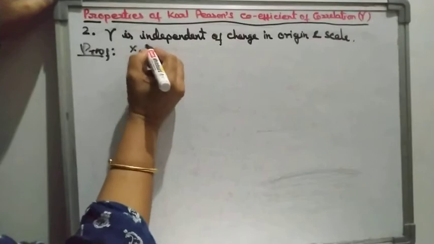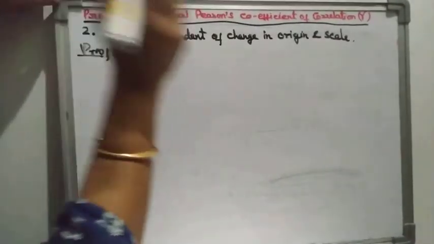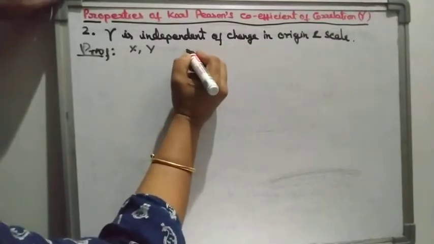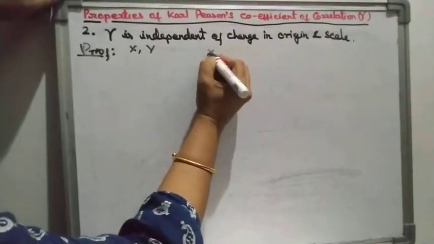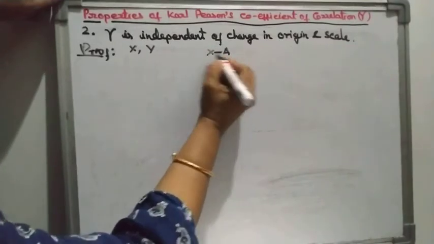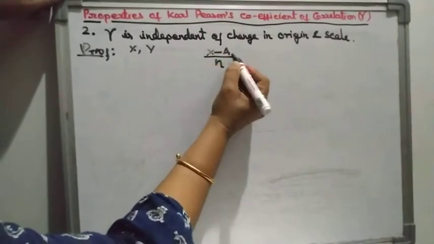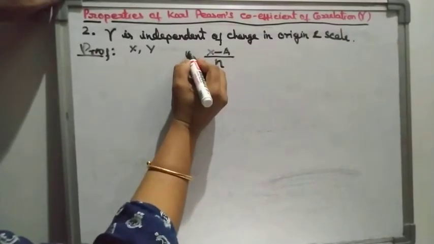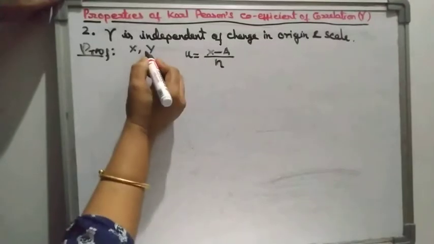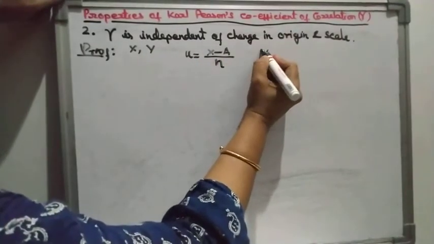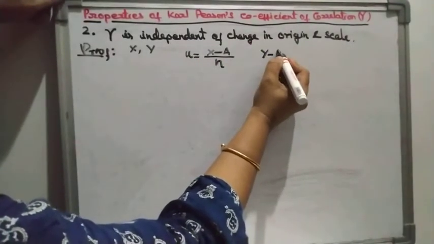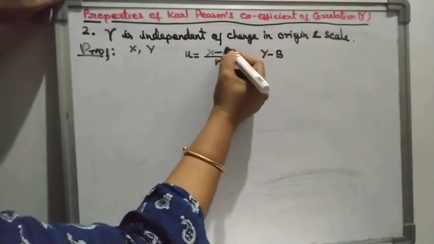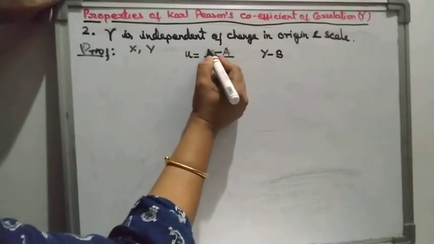Let x and y be the original variables. Okay, so after changing the origin and scale, let (x minus a) divided by h, we are changing origin and scale. This means we are changing origin and this means we are changing scale. So let us denote it by the variable u. Similarly, from the y variable, let us change the origin and denote it by v. Any constant a, we are subtracting from this variable.